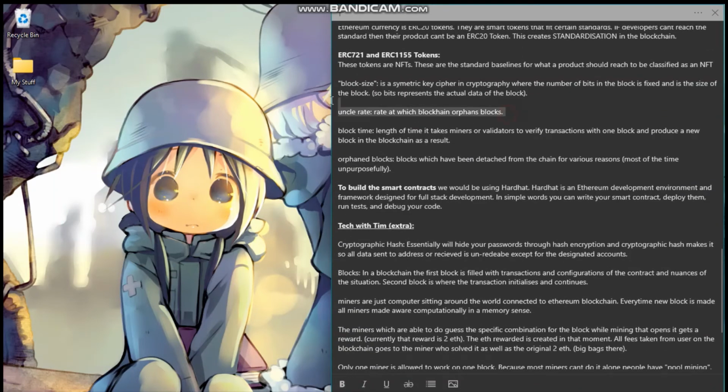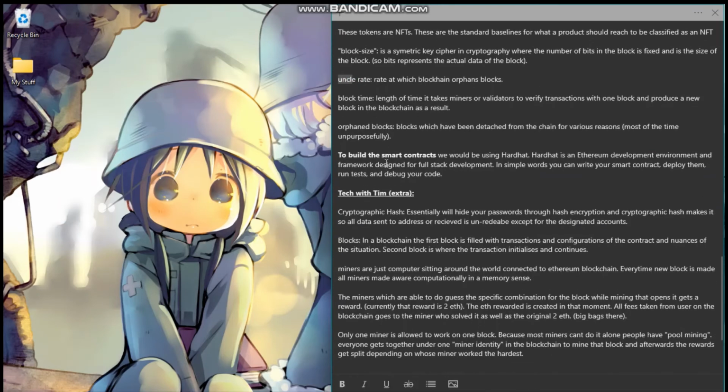An uncle rate is how often a block is kicked off of the Ethereum blockchain. That apparently happens every now and then for various reasons. It's not often, but it does happen. That's known as an uncle when your block gets kicked off the blockchain. Block time is the length of time it takes miners or validators to verify transactions with one block and produce a new block in the blockchain as a result. Orphan blocks are the blocks which are kicked off, so they were uncled.